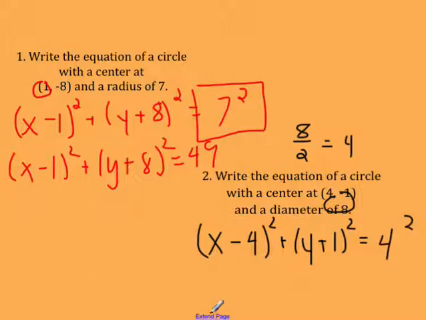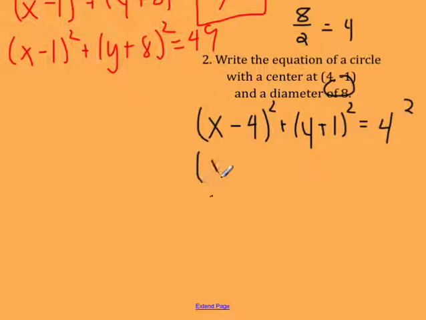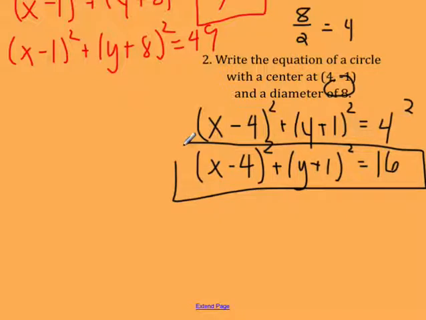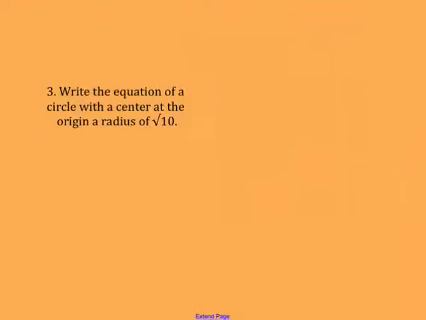So now I want to simplify out that radius on the other side. So I'm going to have x minus 4 quantity squared, that's going to stay the same. y plus 1 quantity squared, that's going to stay the same. And 4 squared is going to be 16. So that right there is your final answer for number 2. Next, let's take a look at number 3.